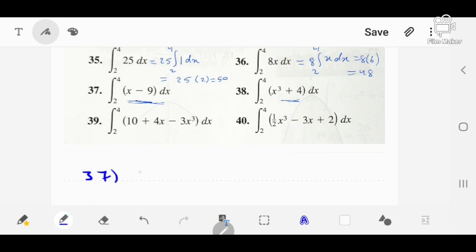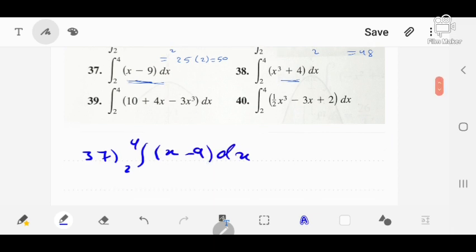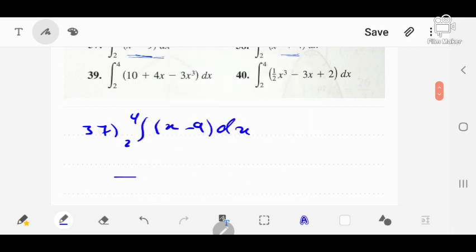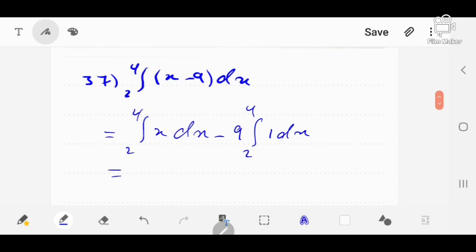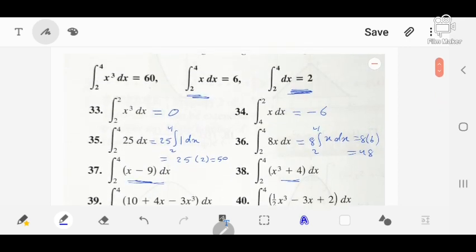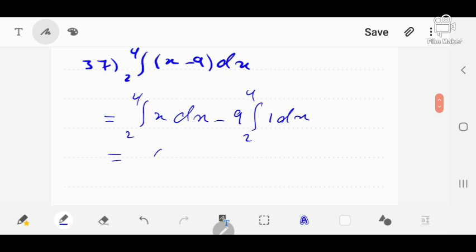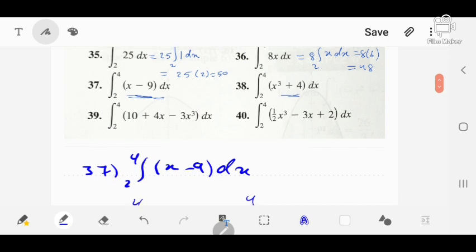What does it say? Integration from 2 to 4 of x minus 9 dx. Now, since it's subtraction, I can separate it into 2 to 4 of x dx minus 9 times integration from 2 to 4 of 1 dx. Just to make use of what's given, I don't need to integrate. I can use the given information. From 2 to 4 of x, that's equal to 6. From 2 to 4 of 1, that's equal to 2. So this will be 6 minus 9 times 2, which is 6 minus 18. That's negative 12.